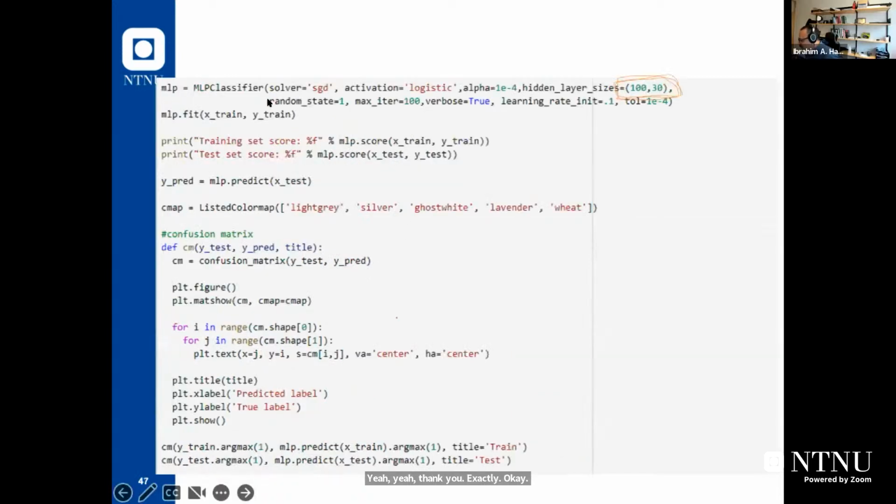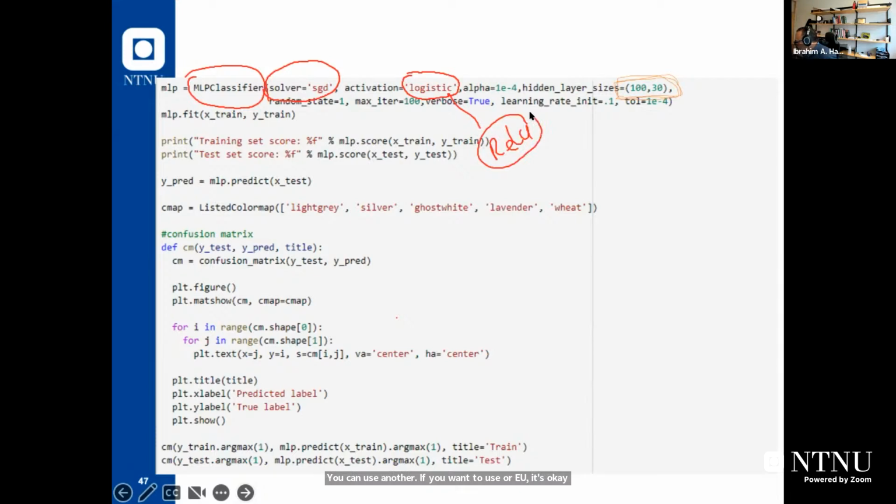So we have this MLP classifier. We imported it. We need to select the optimizer again, right? We need to select our solver. Solver equal SGD, or the optimizer, right? Usually they call it optimizer or solver. So the activation function is logistic, right? You can use another activation. If you want to use ReLU, it's okay. ReLU will give you much better results.